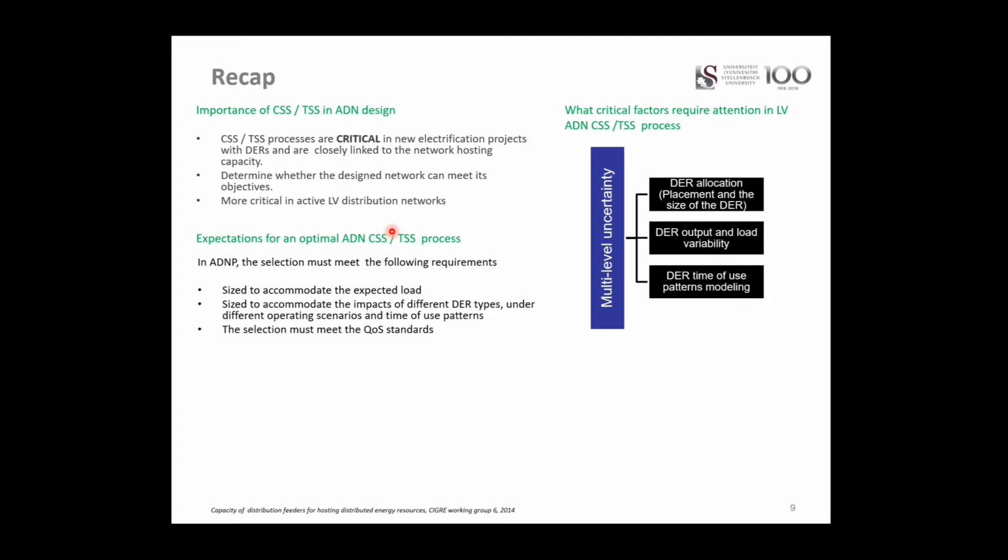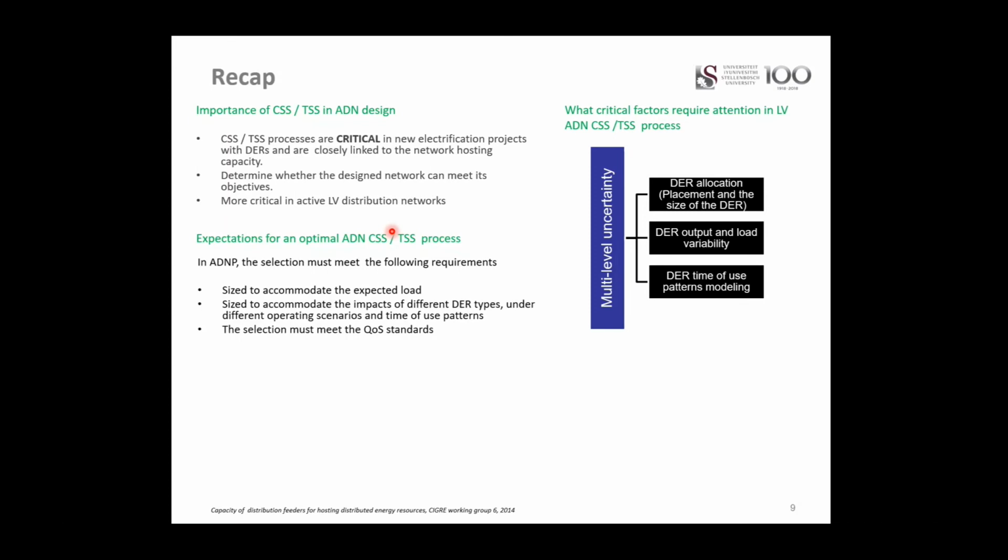And one of the reasons why that's the case is because a lot of low voltage distribution networks are not usually monitored by the distribution network operator. And that means that the conditions of your network in an LV distribution network may not be known and will be exacerbated when you have a high penetration of DERs. So what are the critical factors that require attention in this CSS or TSS process for LV ADNs? Three of them, probably the ones we've picked out: the DER allocation, DER output and load variability modeling, and then DER time of use pattern modeling. So as you can see, it's a multi-level uncertainty that we must consider.